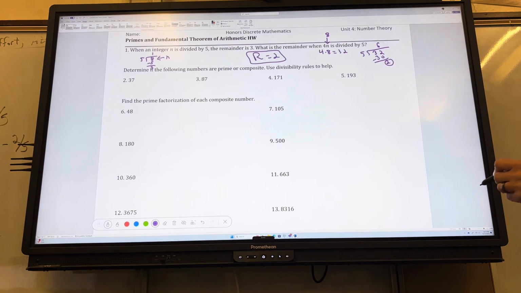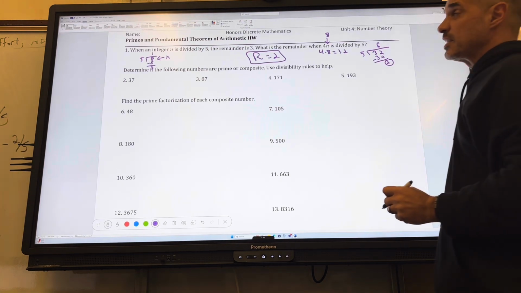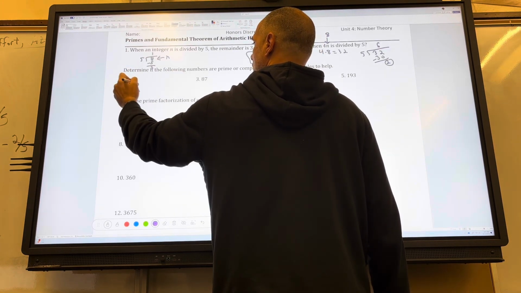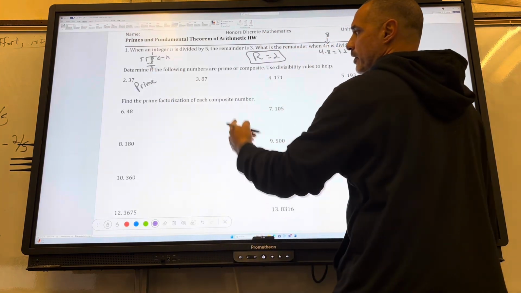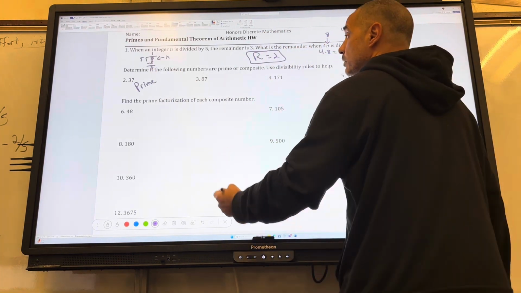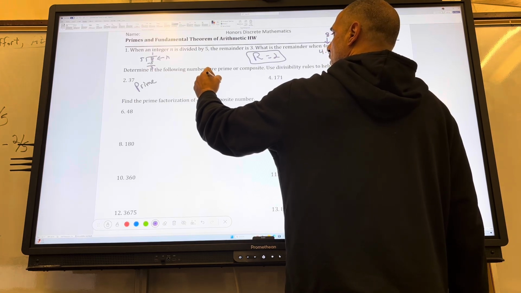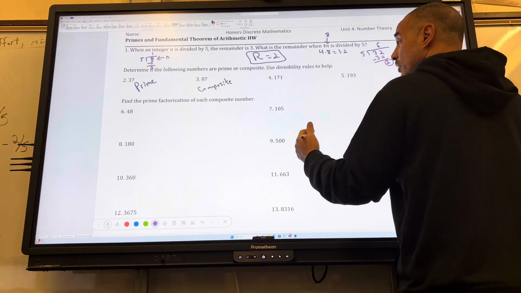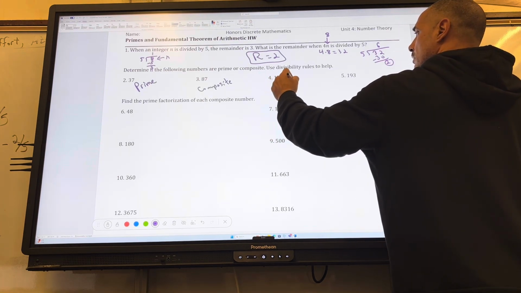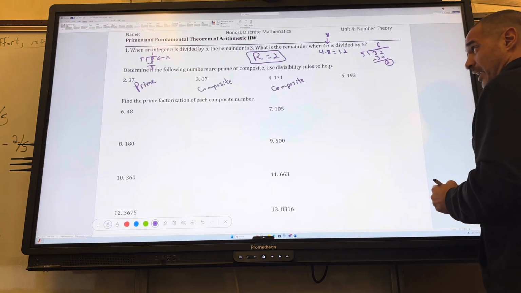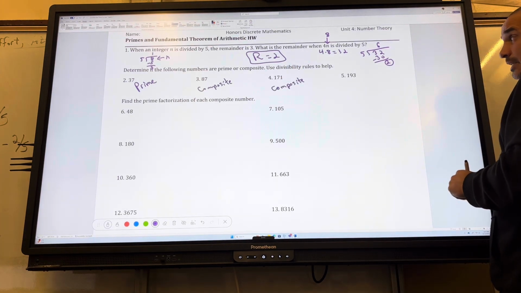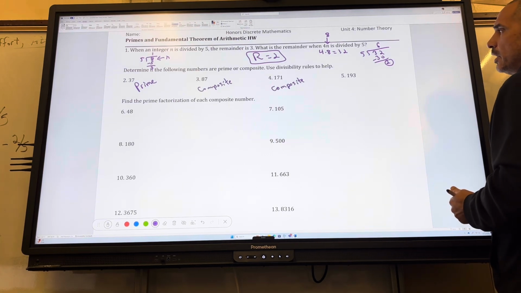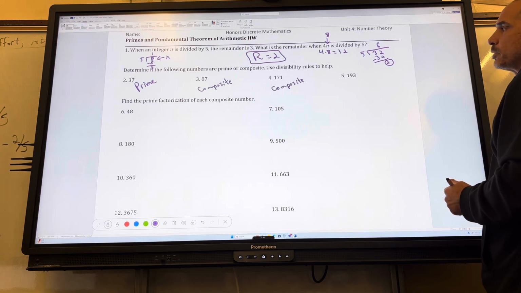Determine if the following numbers are prime or composite. Use divisibility rules to help. 37 is prime. 87, 8 plus 7 is 15, so we know 3 goes into it, so that's going to be composite. 171, 1 plus 7 plus 1 is 9. 9 goes into it, so it's composite. 193, 1 plus 9 plus 3, that's 13. 3 does not go into it, 9 does not go into it. It's obviously not an even number. No even numbers we know go into it.